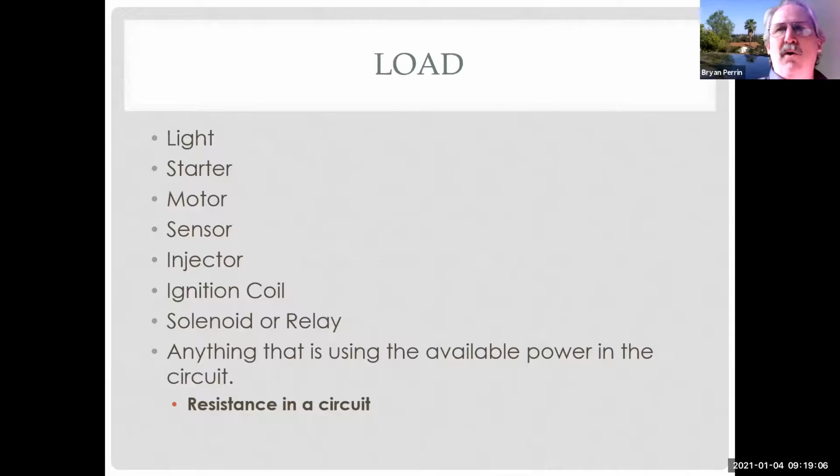And then we have what are called unintended loads. So an unintended load is a corroded connector. It's a melted wire. It's a loose connection. It's anything that is resistance in the circuit that the engineers did not originally design into the circuit. And so a lot of our diagnosis on circuits that don't work right is finding that unintended load or that unwanted resistance in the circuit.